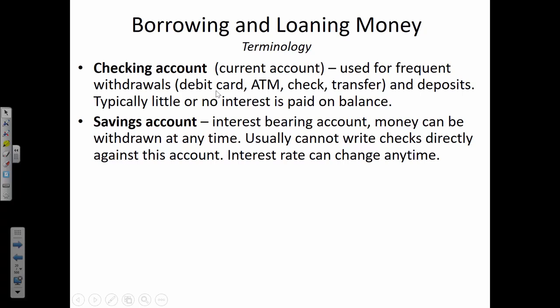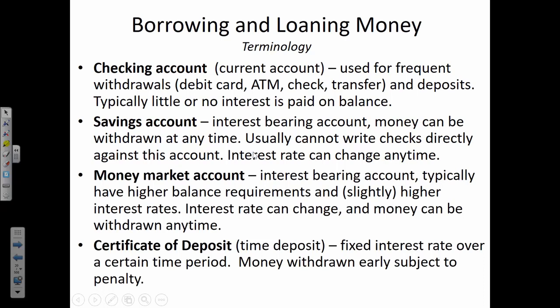Typically you get very little, if any, interest on a checking account, but savings accounts are intended for fewer transactions per month, and a lot of banks have rules that you can only have 5 or 7 transactions a month in and out of a savings account to try and limit the turnover. And you do earn interest, but not very much.